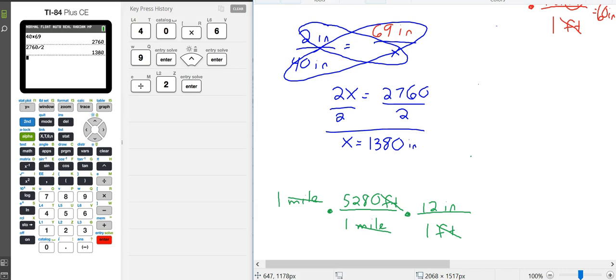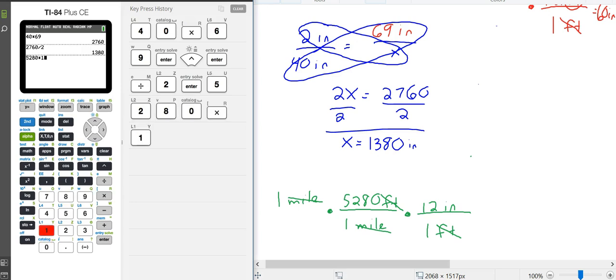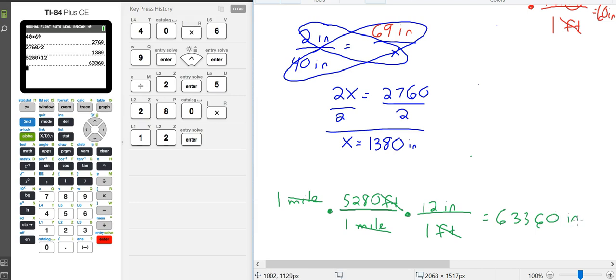We're going to multiply the numerators, then the denominators. 5280 times 12 is 63360 over 1, so we have 63,360 inches in 1 mile. And the athlete's jump distance is 1380 inches.